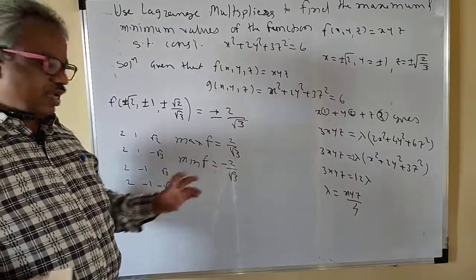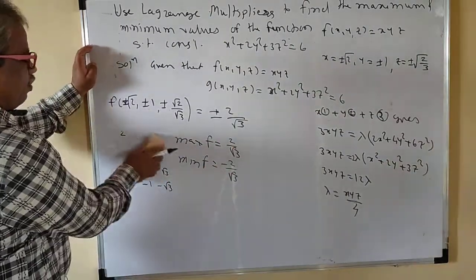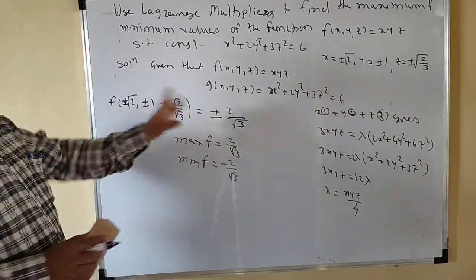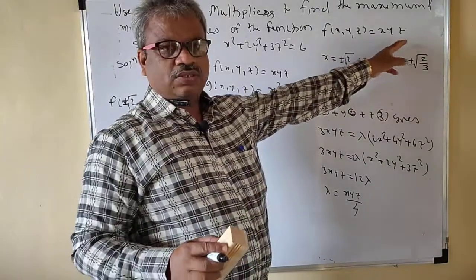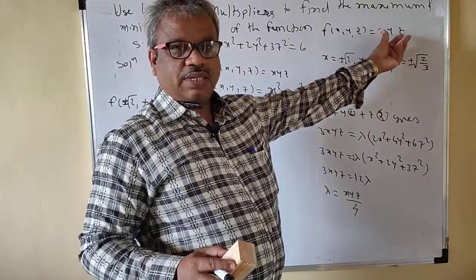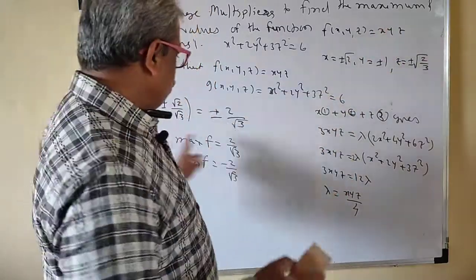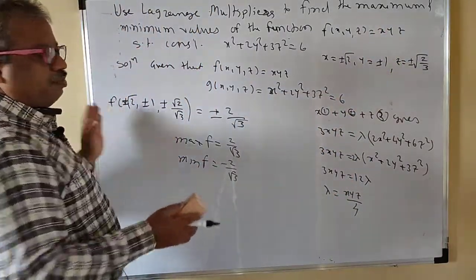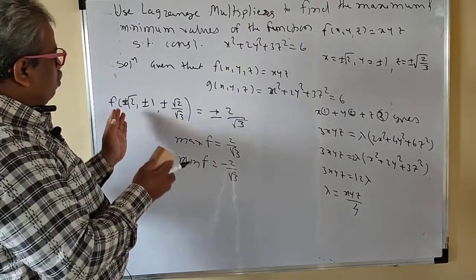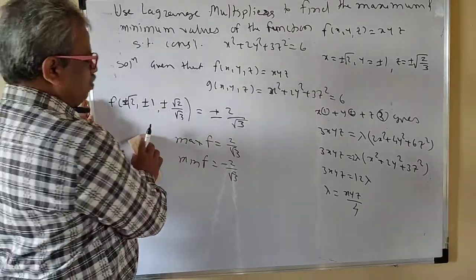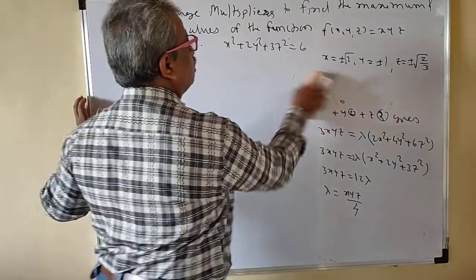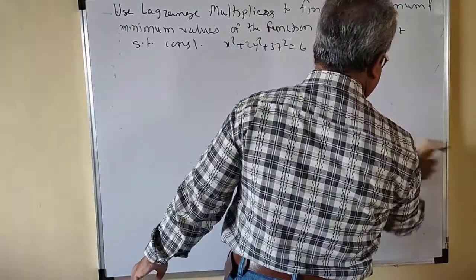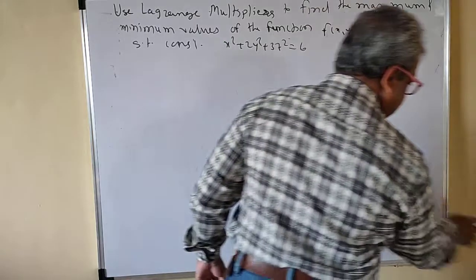We get a maximum value and we get a minimum value. No need to find them separately, because there is a product. If this were a sum, x plus y plus z, then we would have to find the value of each one separately. But there is a product, so no need to separate all the 12 points. Okay, so take the next problem.